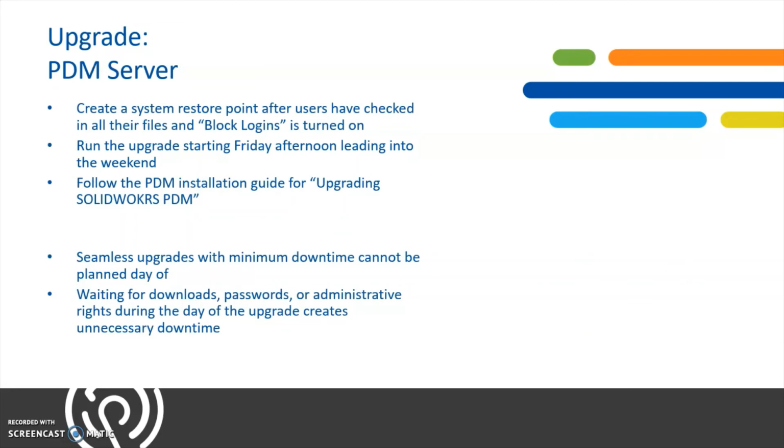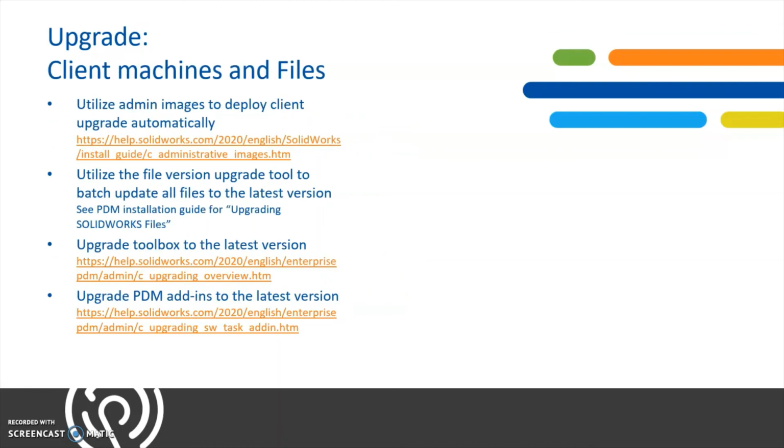Start with the upgrade on a Friday afternoon in order to minimize downtime and give you the weekend to troubleshoot issues or, in the worst case scenario, do a system restore. Following the server upgrade, you can use an admin image to automatically upgrade your client machines. You will also need to upgrade your SOLIDWORKS files, Toolbox, and PDM add-ins to the latest version.